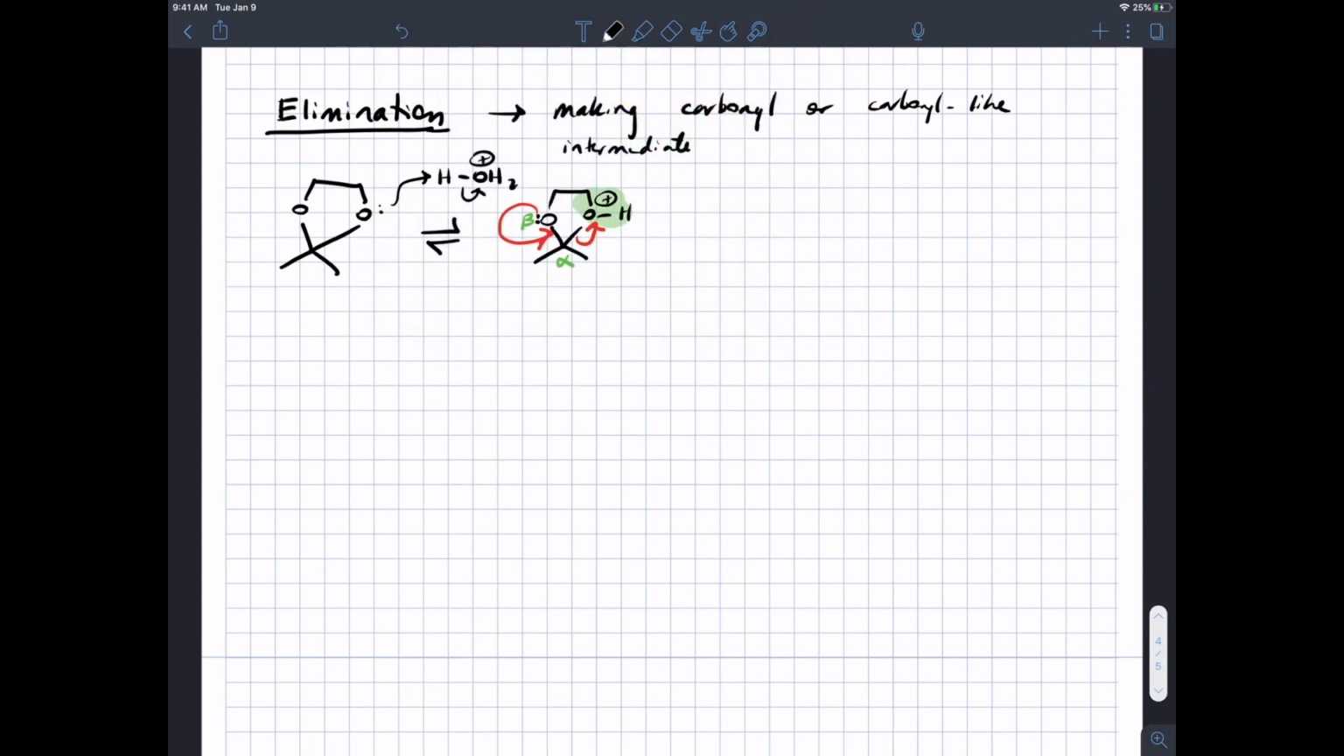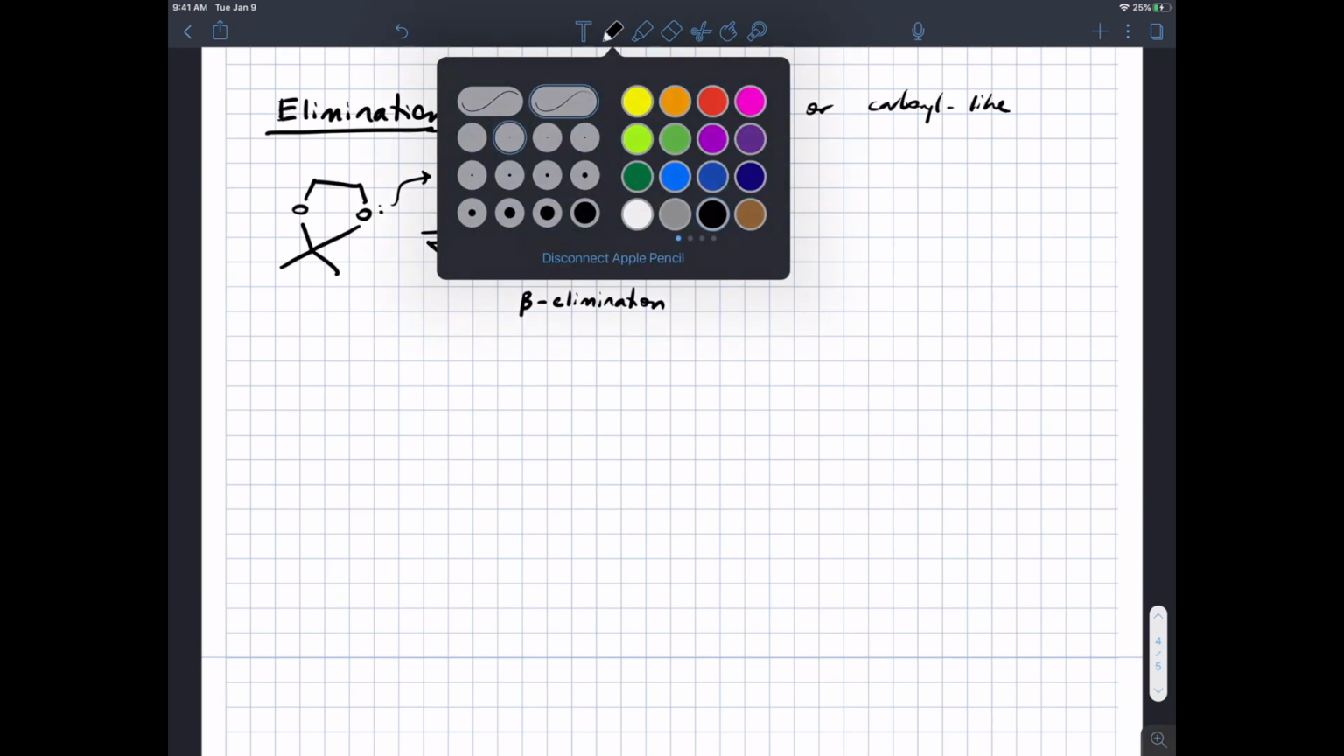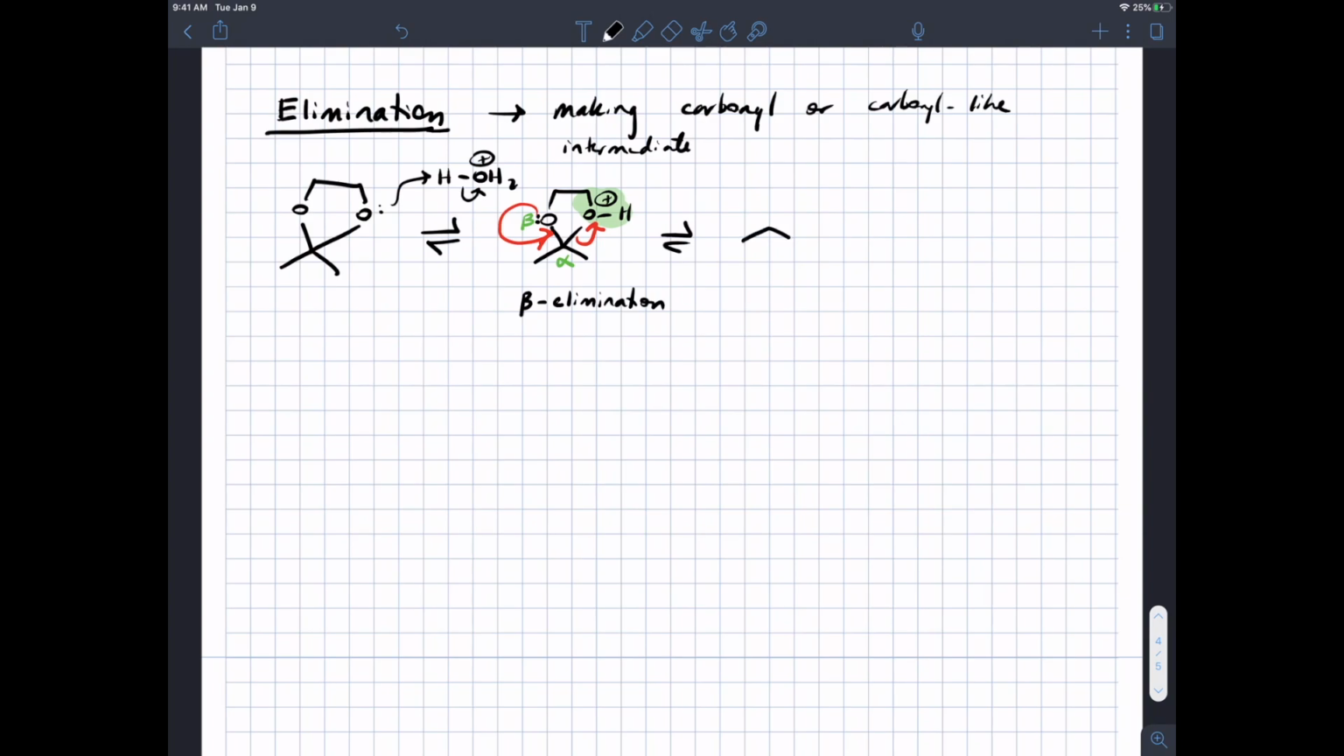You may not have thought about this kind of chemistry step as an elimination reaction, but it is, and we could call it a beta elimination. And the product of that is a carbonyl-like compound with a positive charge. We call this an oxocarbenium species.